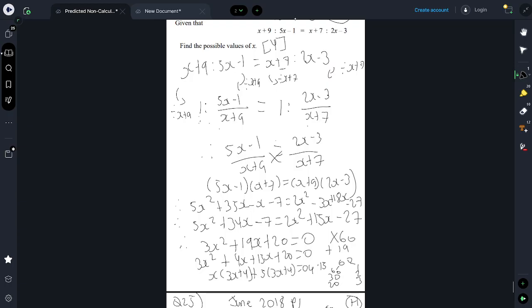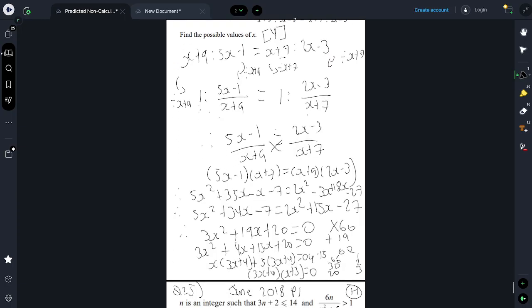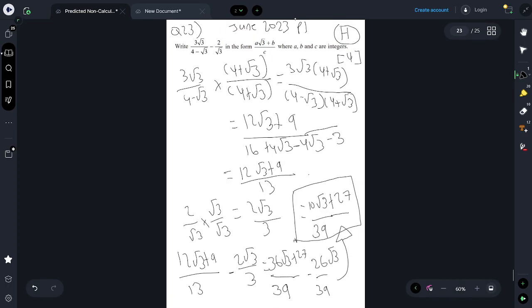And now we have a common factor in both of them, right? So we have 3x plus 4, and then x plus 5 equals 0. And I'm going to write it up here then. From this clearly now, and that's plus 5. There we go. Set each bracket equal to 0, and you're going to get the solutions.